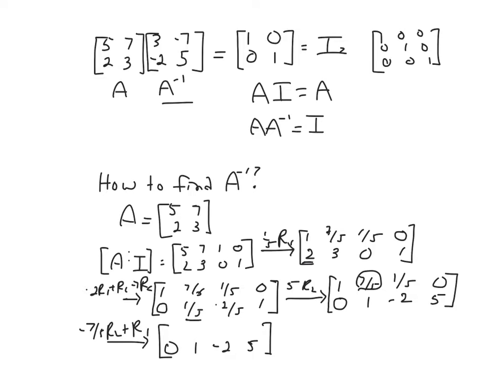So negative 7/5 times 0 plus 1 is 1. Negative 7/5 times 1 plus 7/5 is 0. Negative 7/5 times negative 2 is 14/5, plus 1 is 15/5, which is 3. And then negative 7/5 times 5 is negative 7, plus 0 is negative 7 in that position. And you see now we have an augmented matrix that looks like our identity first, and then A inverse, which we already knew, but here it is. So that's a process we can do.